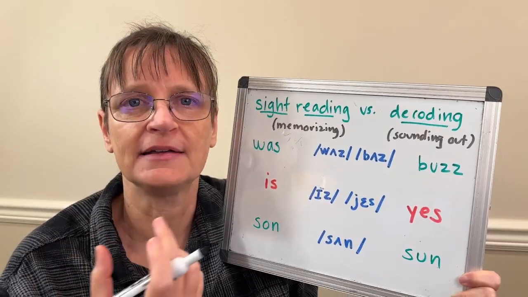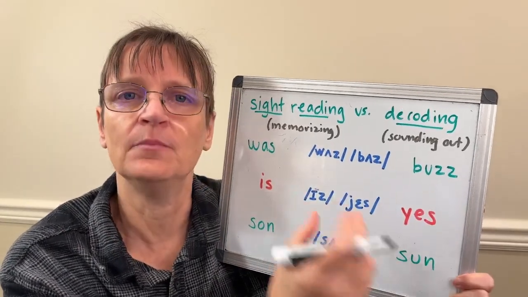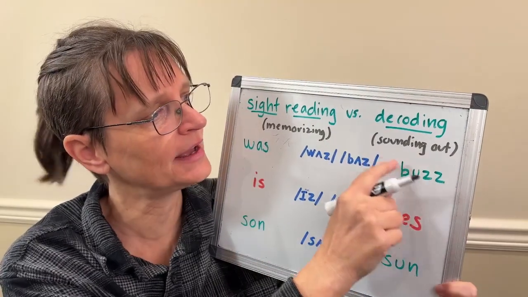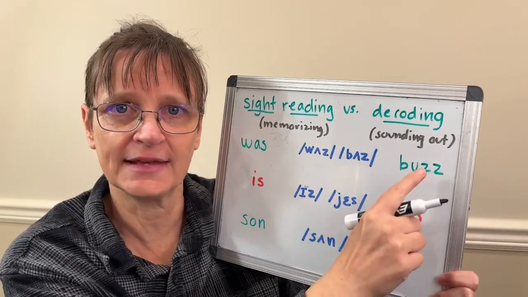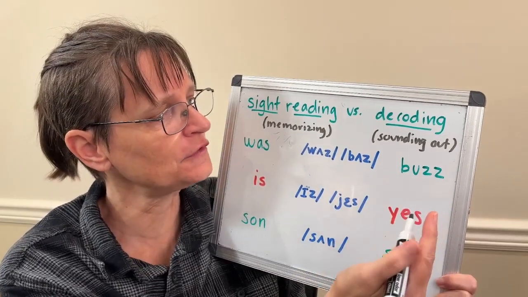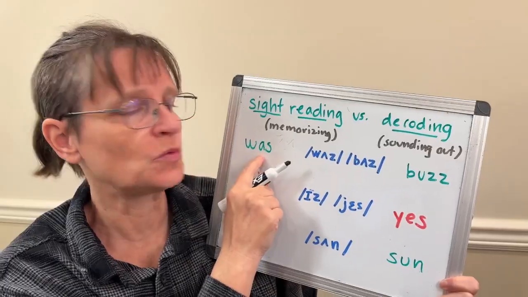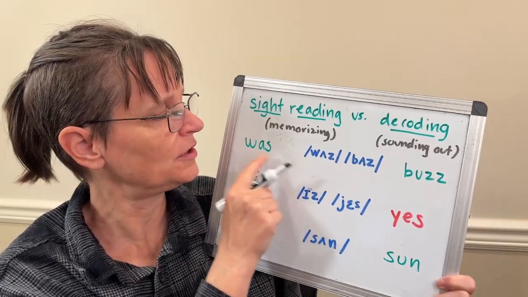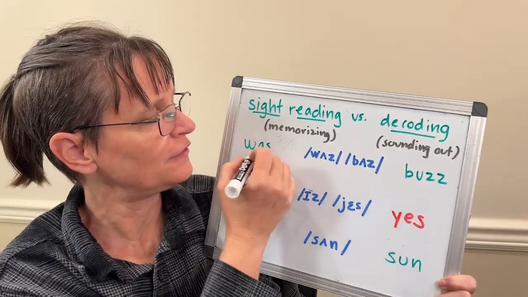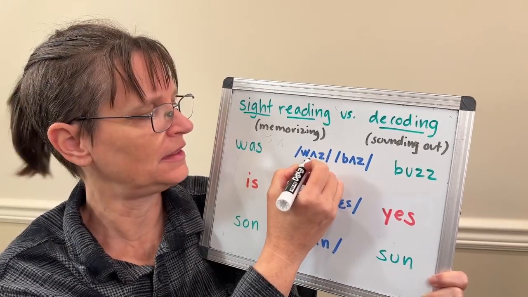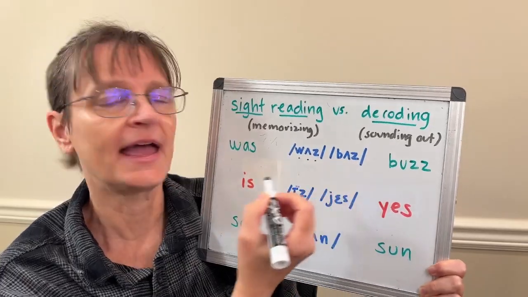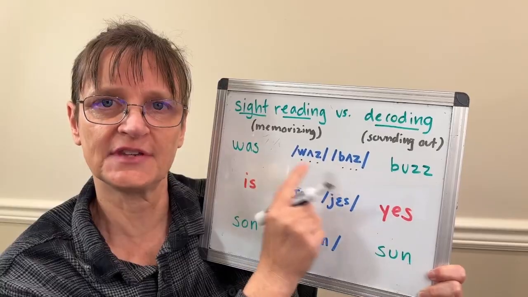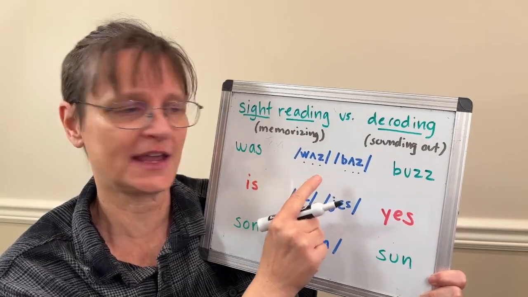What I mean by that is when we're looking at decoding, we look at the letter and we figure out what sound it says. So if I'm decoding, I'm sounding out a word or breaking it down by the sounds. So for example, looking at these two words, was and buzz, in the word was, we have three sounds. We have the w, the uh, and the z sounds. And in the word buzz, also b, uh, and z. So the second two sounds in both of these words are the same.